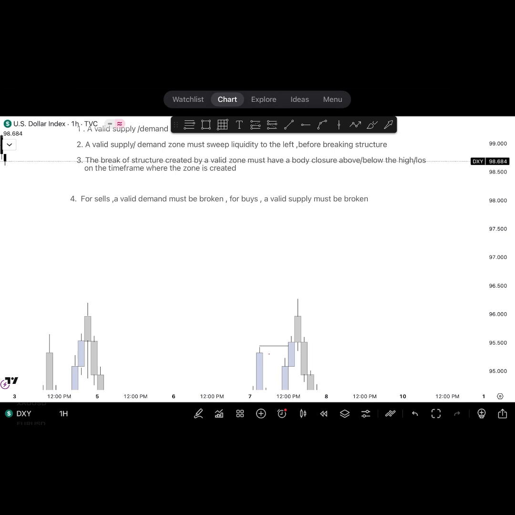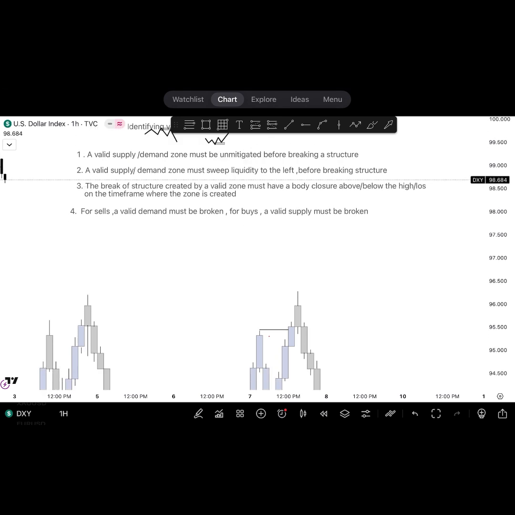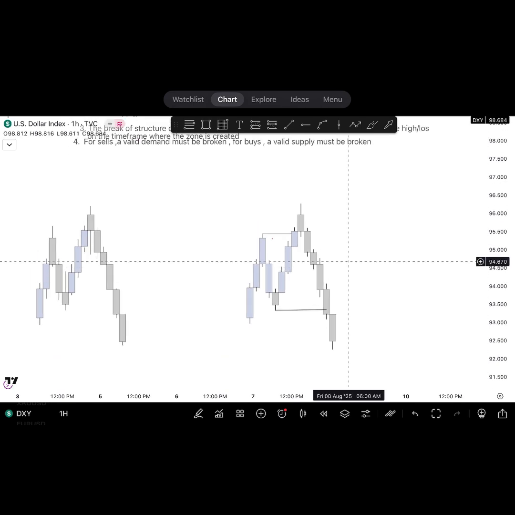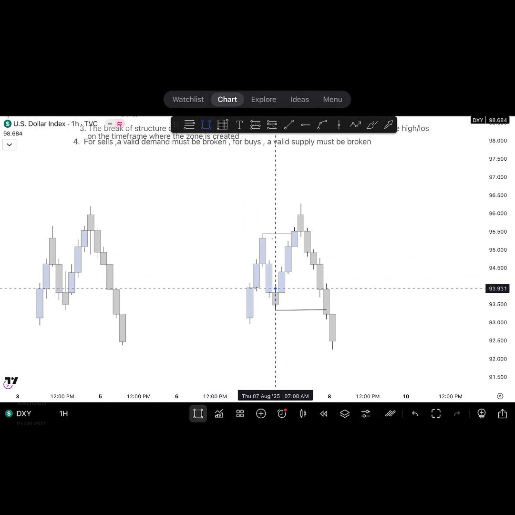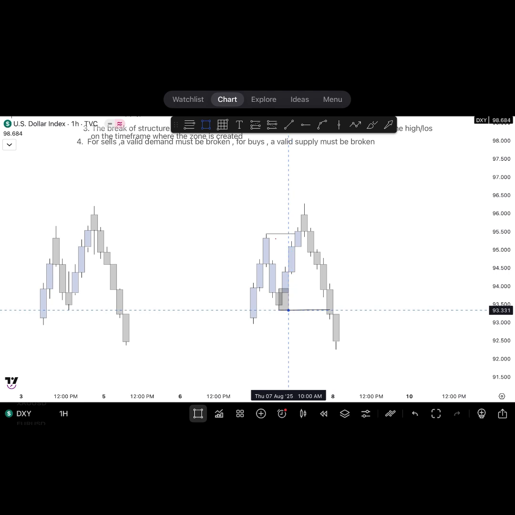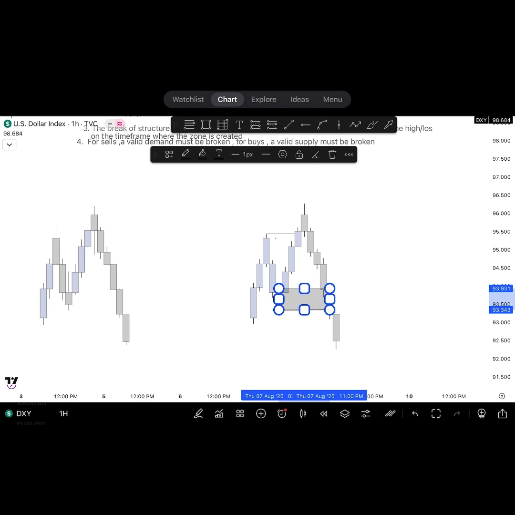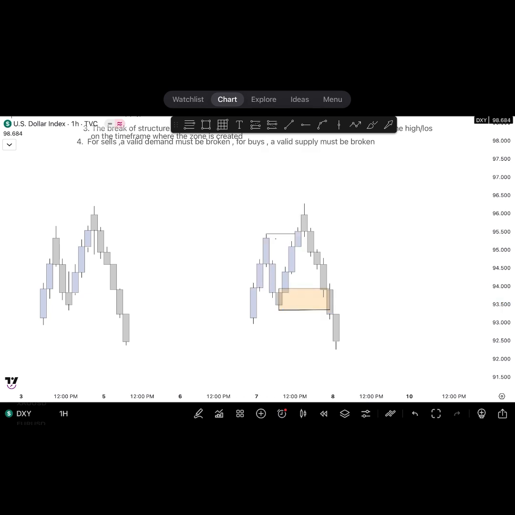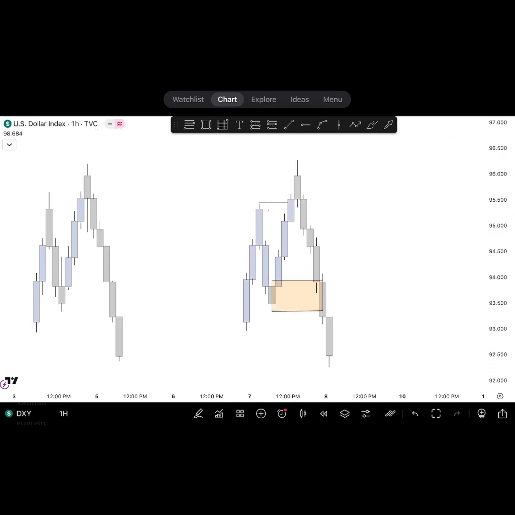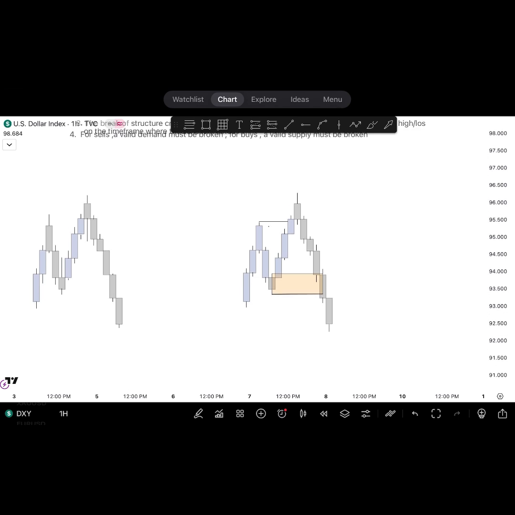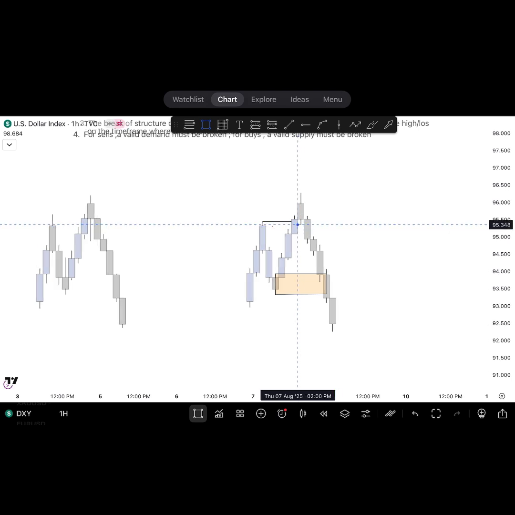And the last rule says for a sell, a valid demand must be broken, and for a buy, a valid supply must be broken. Where's the valid demand? This is a supply schematic, right? So where's the valid demand right here? This is a valid demand. It's the zone that was fresh, that was unmitigated. See what happened to it. It was broken. Easy. Let me use a red. Okay, can you see? It was broken. So this is all we need to know if this is going to hold.